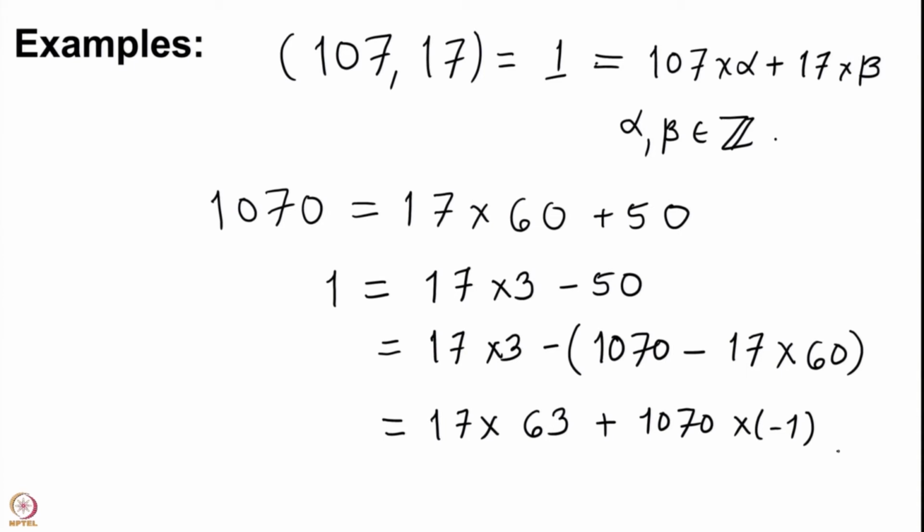So, we have obtained 1 as a linear combination of 17 and 107. I should indeed make that correction here to write this as 107 into minus 10, that will do. Okay. So, this is one way by which we can write the GCD. What we have done here in a nutshell is using the theory of congruences.